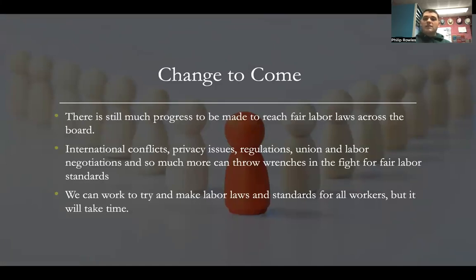International conflicts, privacy issues, regulation. Here in the US, we had major union things happen. We had the SAG-AFTRA strike with the Actors and the Writers Guild. We just had all the auto workers, their strikes are finally over. So there are a lot of things that can throw wrenches in the fight for fair labor. And we can work and try to make labor laws and standards for all, but it is going to take a very long time, and especially the cooperation from everyone across the globe.